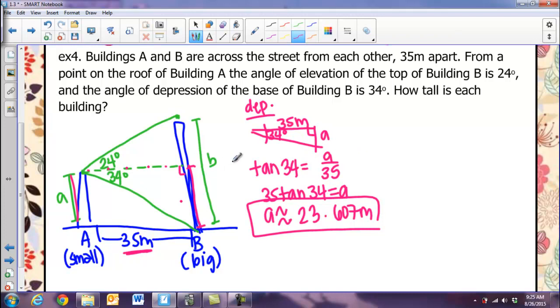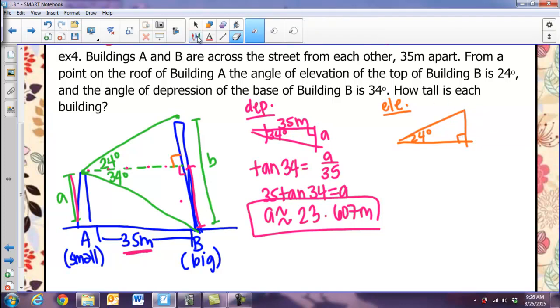Now I need to find out how tall B is. Okay, now I can't find the whole measure of B, because remember, the whole triangle isn't a right triangle. So I'm going to use the little chunk at the top using the angle of elevation. So if I just pull that part of the picture out, again, this makes a right angle. I have 24 degrees here. I don't know this length, and that's not actually B. I think I'm gonna call that X, because when I look right here, the whole length is B. So if I want to figure out what that little chunk is, I'm going to give it a new name. And then again, they're still 35 meters apart.